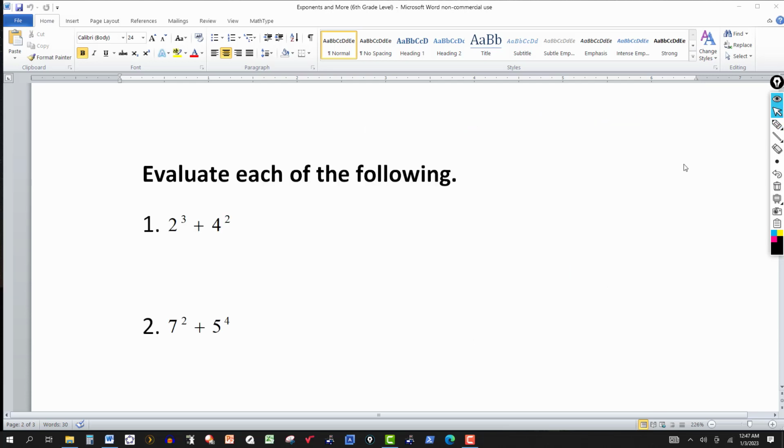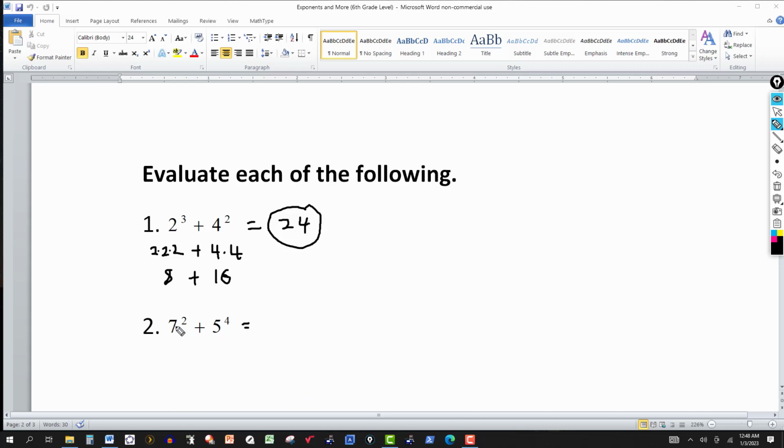So let's look at some examples, a little bit different here. Let's suppose we have 2 to the third plus 4 squared. What's this equal to? This is 2 times 2 times 2 plus 4 times 4. 2 times 2 is 4, times 2 is 8. 4 times 4 is 16. 8 and 16 is 24. That's the answer for this one.